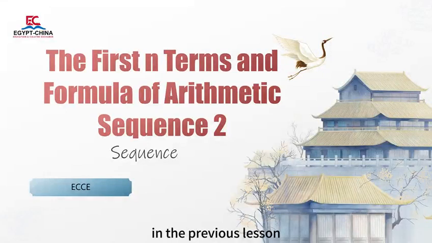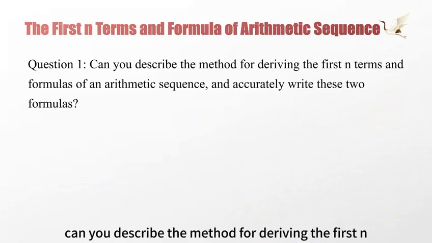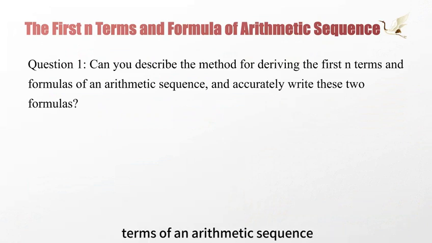Hello everyone, in the previous lesson, we derived the sum of the first n terms of the arithmetic sequence and two forms of the formula. Can you describe the method for deriving the sum of the first n terms formulas of an arithmetic sequence and accurately write these two formulas?